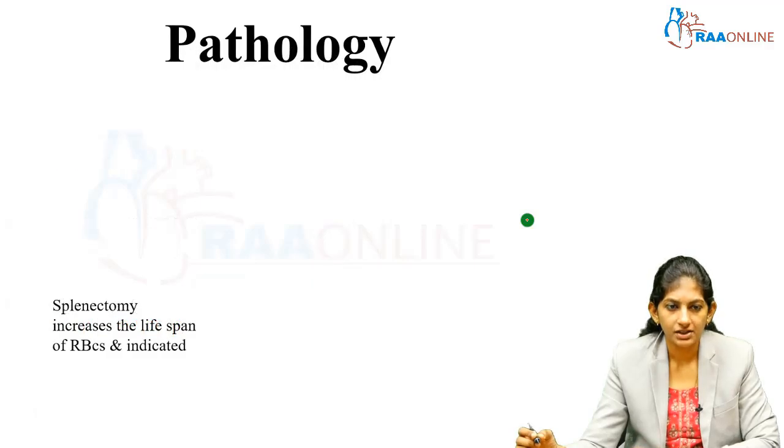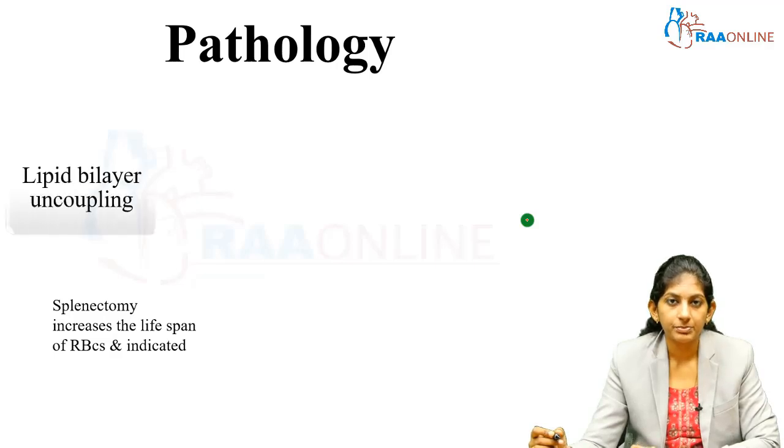Splenectomy. Why will splenectomy increase the lifespan of RBCs? Because an intact spleen will hold all the mutant RBCs in the HS population. So splenectomy greatly benefits patients with hereditary spherocytosis.